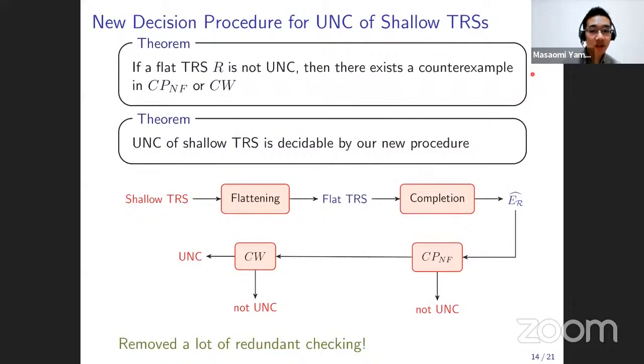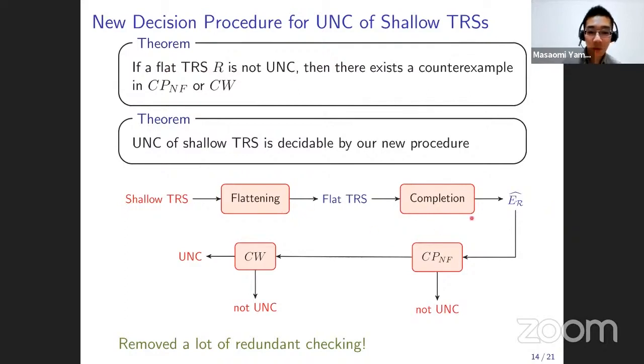Finally, we reach the main theorem. If a flat DRS R is not UNC, then there is a counterexample in CPNF or CW. And we can now conclude that UNC of shallow DRS is decidable by our new decision procedure. And the whole decision procedure is shown in this figure.